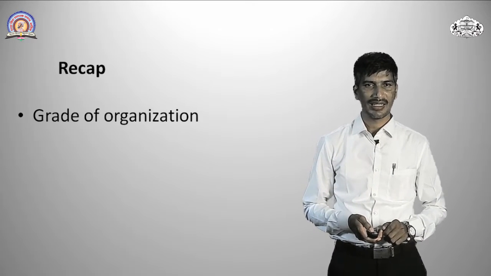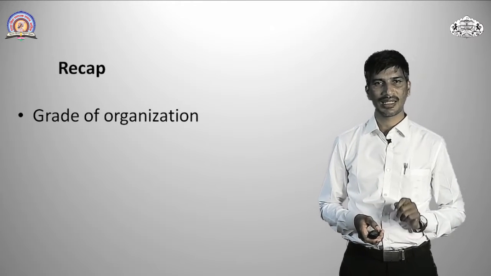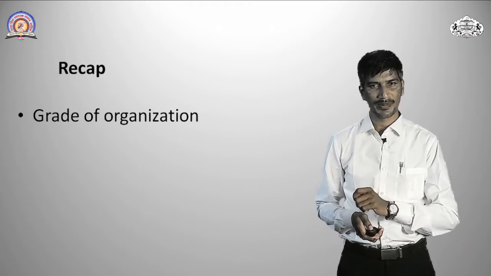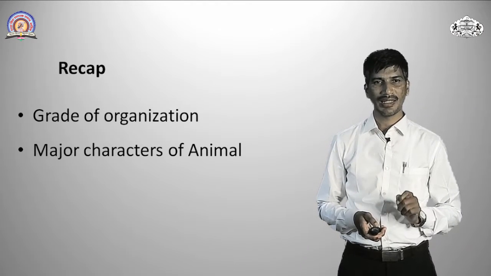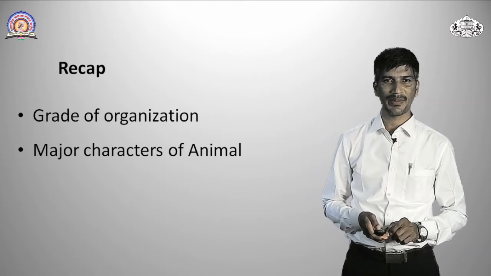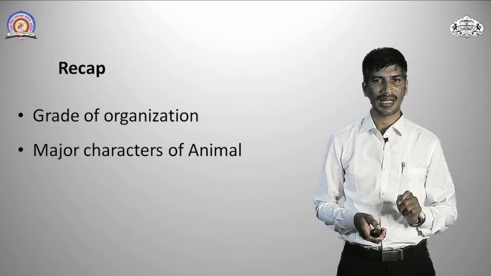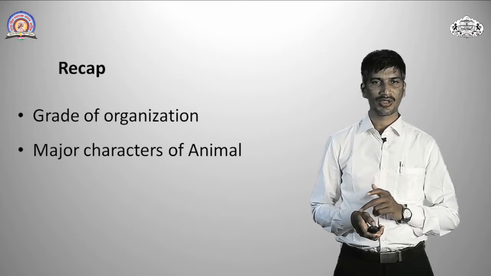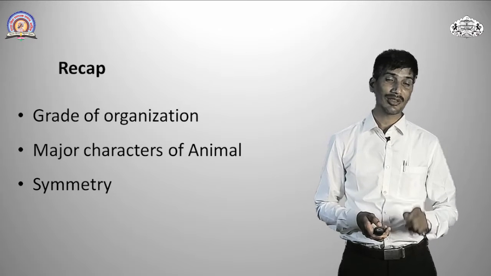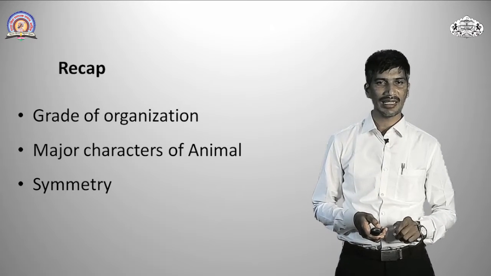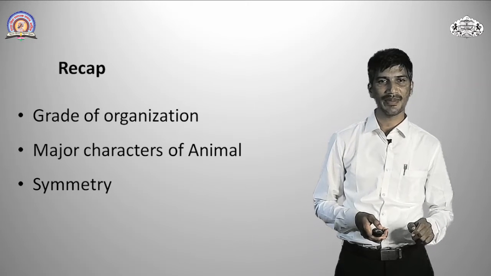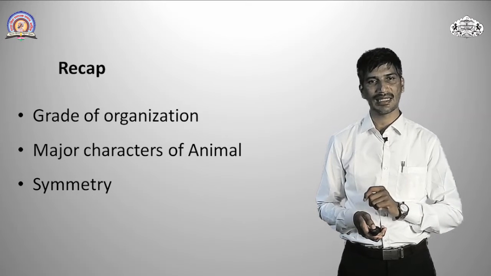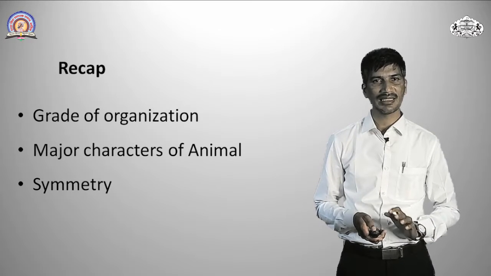In that lecture we discussed the grade of organization of different animals, starting from the protozoan to the chordate. Then we also discussed the major characters of Animalia, for example, they are unicellular to multicellular organisms. And we also discussed the symmetry of animals: asymmetric animals, bilaterally symmetric animals, radially symmetric animals and biradially symmetric animals, all of which we discussed in the last lecture.